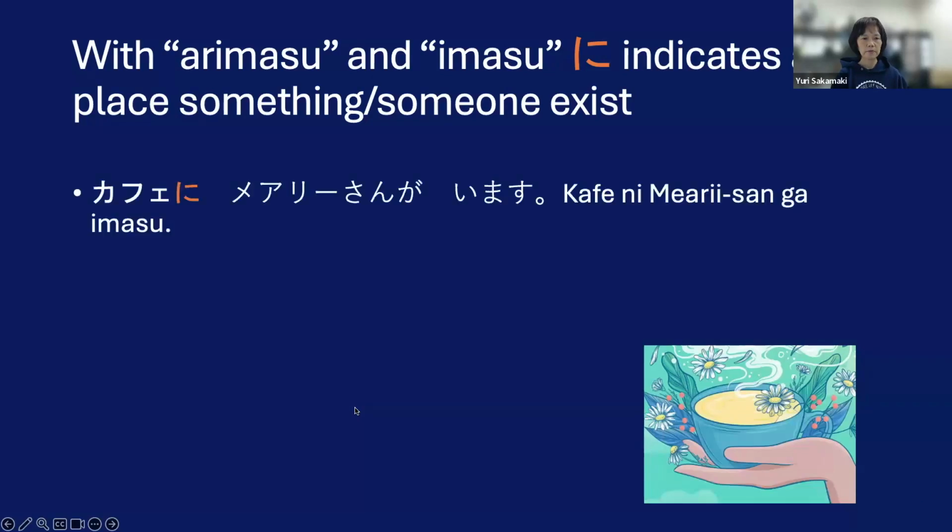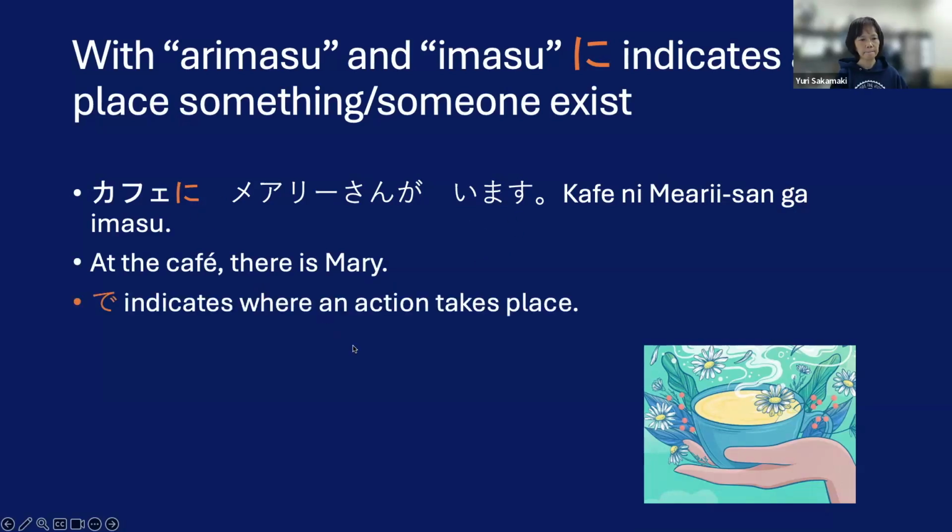All right, so the same thing. So we could say something like カフェにメアリーさんがいます. So why do we use ni? Because there's imasu. Okay, so she exists. Mary-san exists in the cafe. It just means Mary is at the cafe. But since we're using imasu, we're using cafe ni.